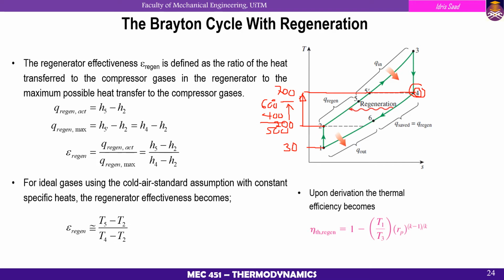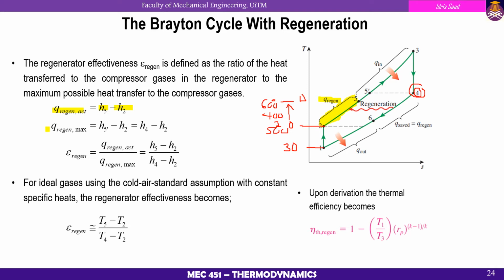So in this case, we can calculate the system, everything. We can calculate the Q regeneration. The Q regeneration is calculated as H5 minus H2. So this is the Q regeneration that we can calculate from state 2 to state 5. Basically, higher minus lower. So this is the amount of heat that we can recover. We call it Q regeneration, which is the actual.